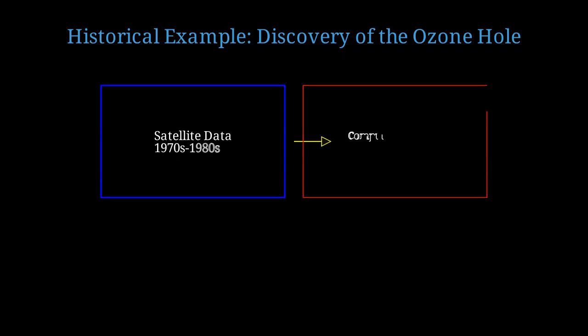Let me give you a powerful historical example. In the 1980s, scientists discovered the Antarctic ozone hole. But here's the remarkable part. The data showing this depletion had actually been collected years earlier. Satellite instruments had been measuring ozone concentrations, but the data processing software was programmed to automatically reject values that seemed too low, assuming they were instrument errors.